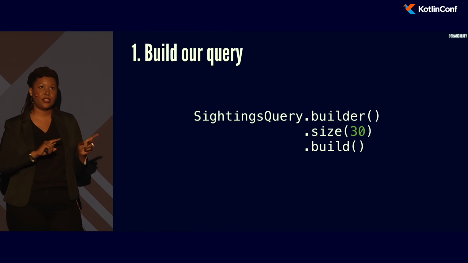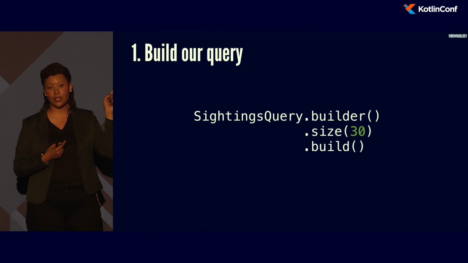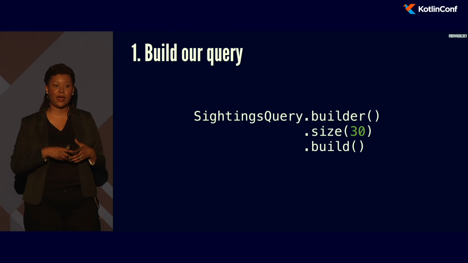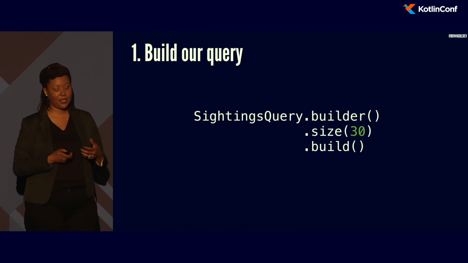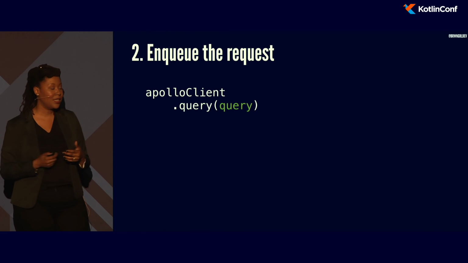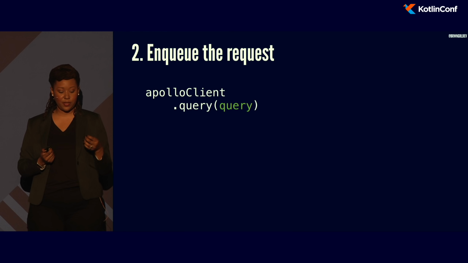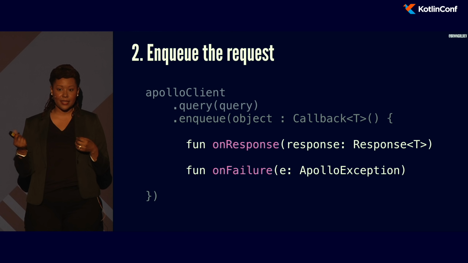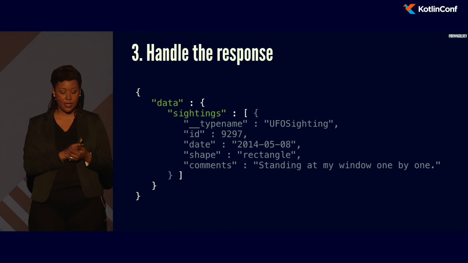Now, in order to actually show the data, we need to build the query. So using the generated code that I just showed you, I would say I want 30 UFO sightings or 500, whatever I want, and I could create it. Then I would enqueue the request. So just very, very similar to working with Retrofit. You have a callback and then 2 methods that you would need to override. And then finally, you will handle the response.